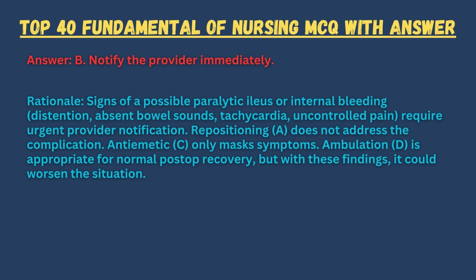Answer: B. Notify the provider immediately. Rationale: Signs of a possible paralytic ileus or internal bleeding (distension, absent bowel sounds, tachycardia, uncontrolled pain) require urgent provider notification. Repositioning (A) does not address the complication. Antiemetic (C) only masks symptoms. Ambulation (D) is appropriate for normal post-op recovery, but with these findings, it could worsen the situation.